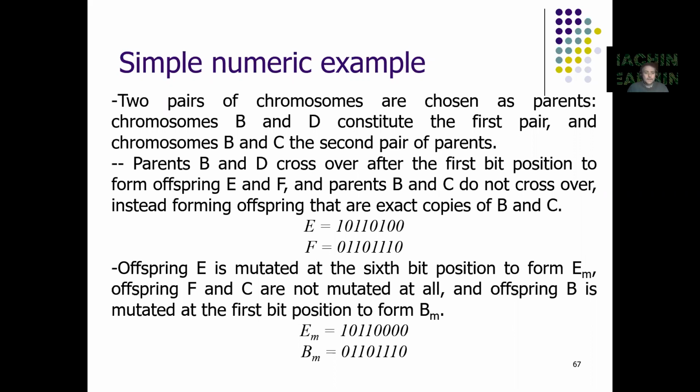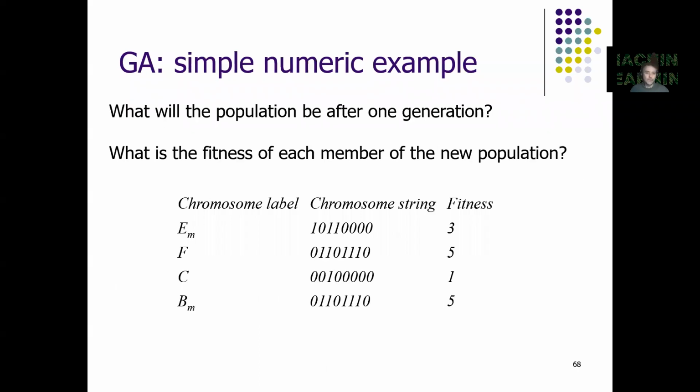Then the next thing is offspring E is mutated at the 6th bit position. It forms EM, which is the mutated E, and you can see here how it looks. Offspring F and C are not mutated at all. Offspring B is mutated at the 1st bit position, and it forms BM, you see on the slide. Okay, so the operators are obviously applied randomly, and I have just a scenario here to show you a possibility of how this thing will evolve.